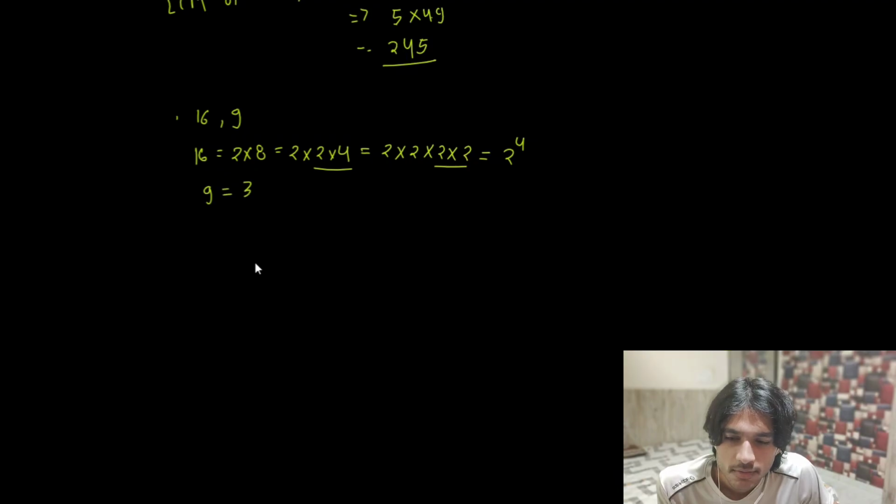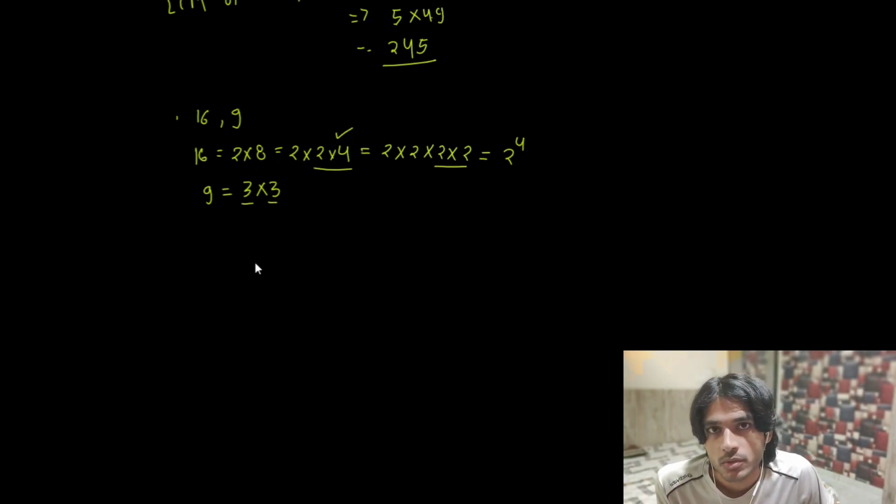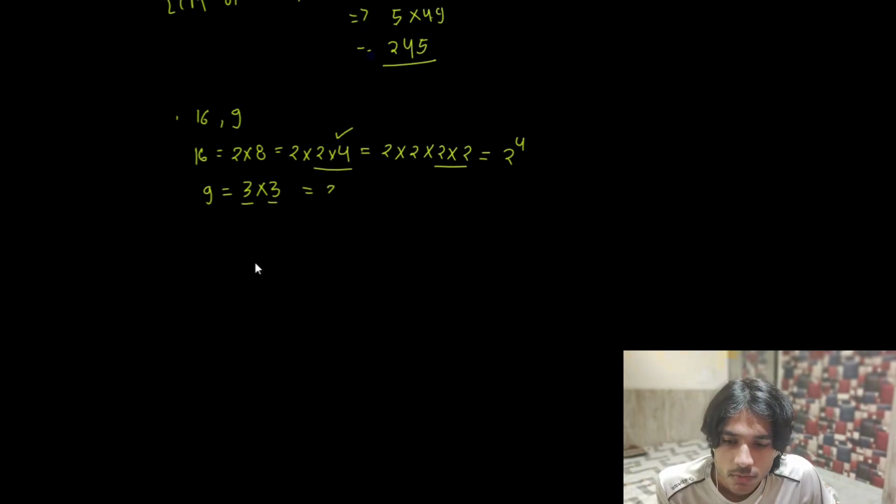9 can be written as 3 multiplied by 3, because both of these are prime numbers, so we don't have to simplify it further as in the case with 4, because 4 was not a prime number, it was a composite number, and we are using prime factorization, so we have to make sure that we are writing it as a product of prime numbers. So here it is 3 to the power 2.